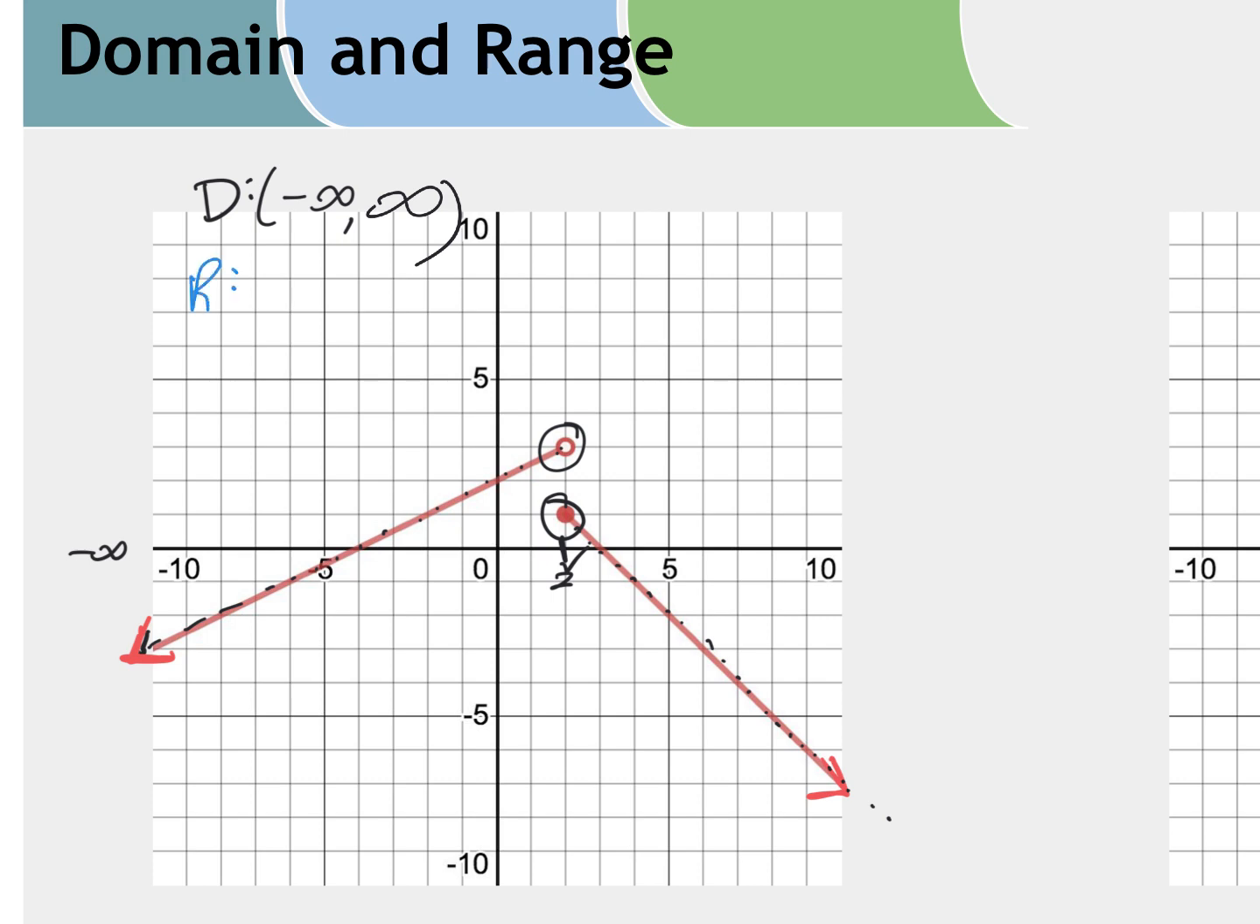Now for range, this one actually is going to have a problem. So I can start, both of my arrows at the end here are going down forever. So that means the lowest value this graph can get to is negative infinity. But as I work my way up on both the left and the right hand side, the highest I can get to with no issues is this number, positive 3. But since there's an open circle at that high point, I can't actually say 3 is attainable, so we have to use a parenthesis.